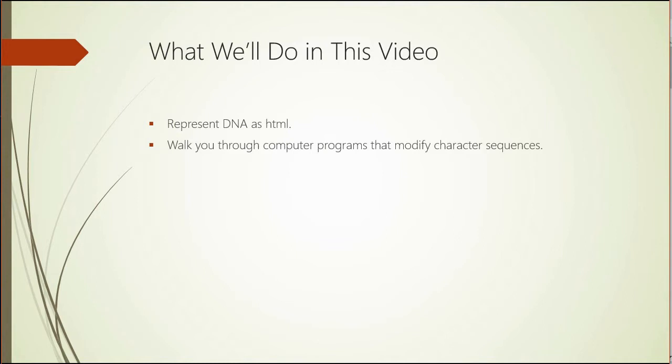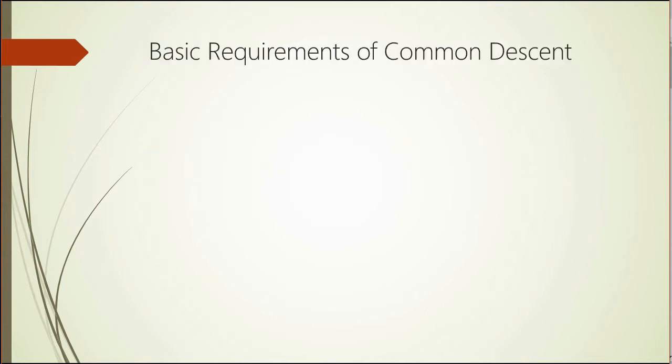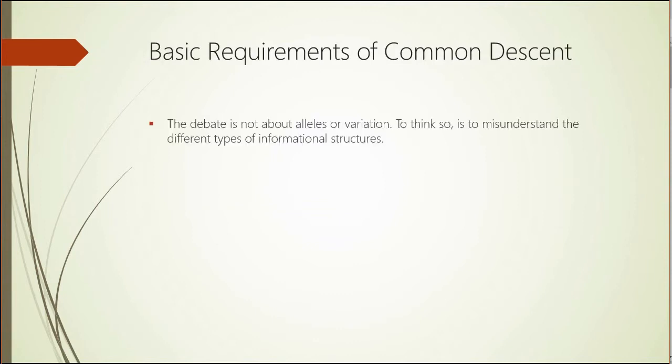We'll walk you through computer programs that modify character sequences. The code will modify our DNA, modeling evolution. Then we'll do some scientific experiments to confirm or deny the hypothesis that random processes can generate functional information. The basic requirements of common descent.